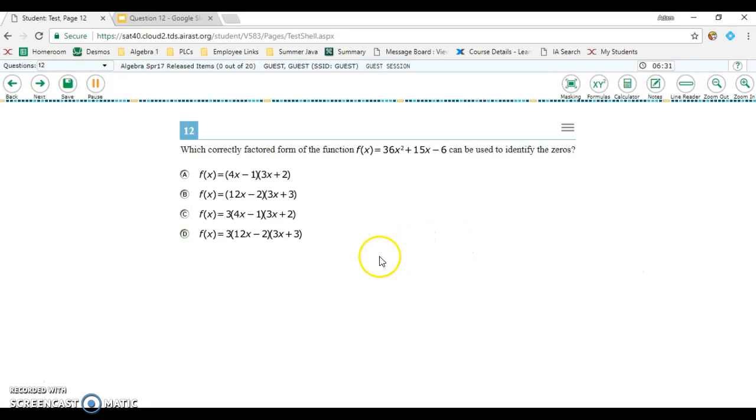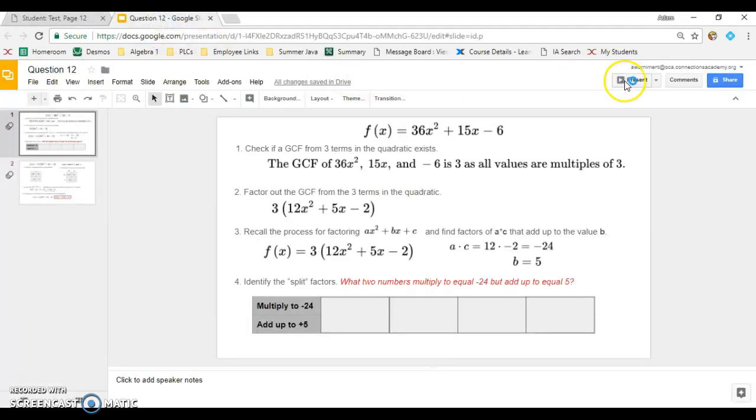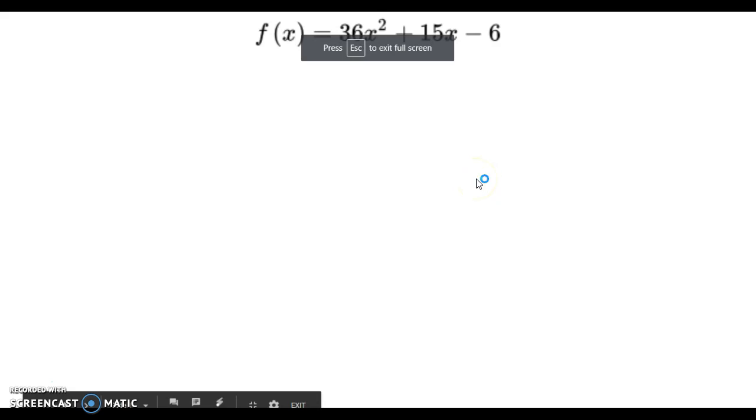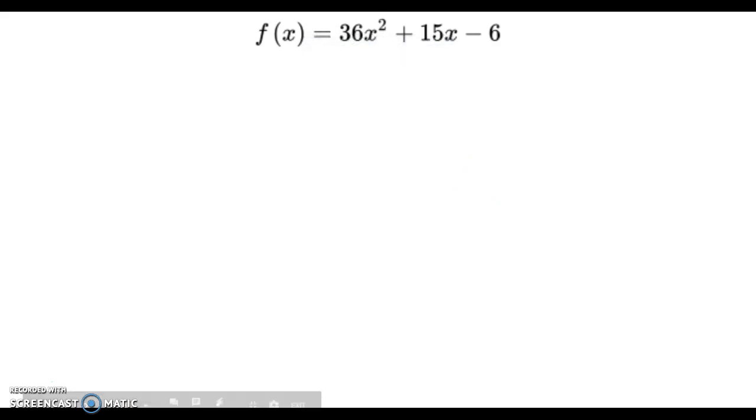And we're going to walk through this process step by step to get to the correct answer by factoring this completely. So let's take a look at this little presentation that walks us step by step. If you see at the top, we start off with f of x equals 36x squared plus 15x minus 6, and we have to factor this.